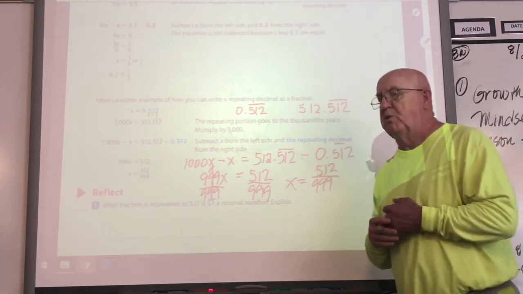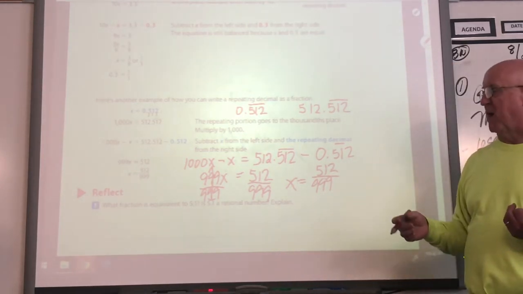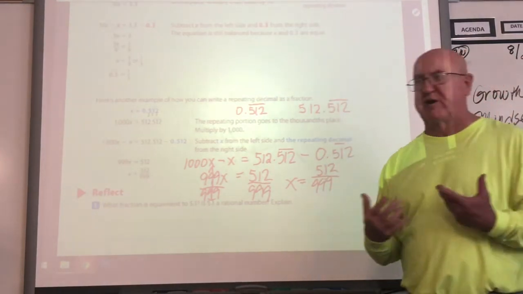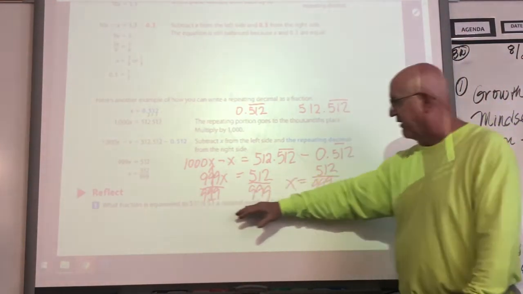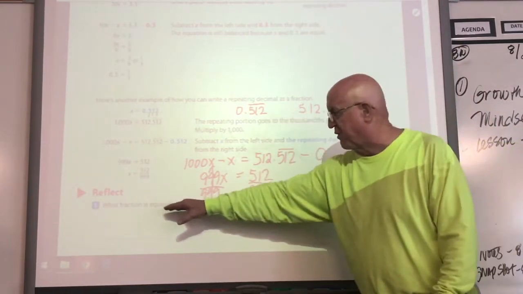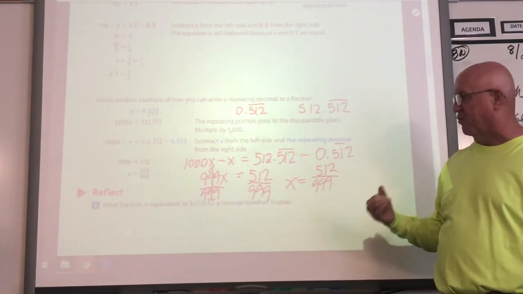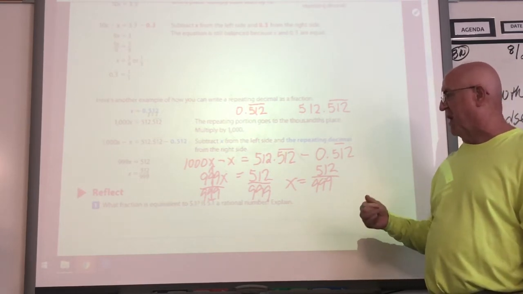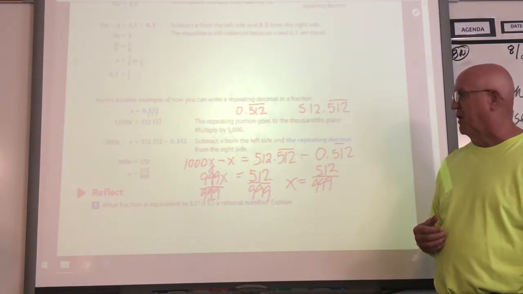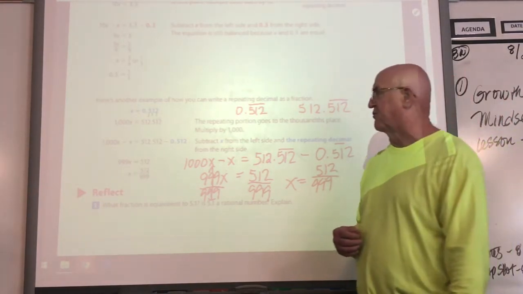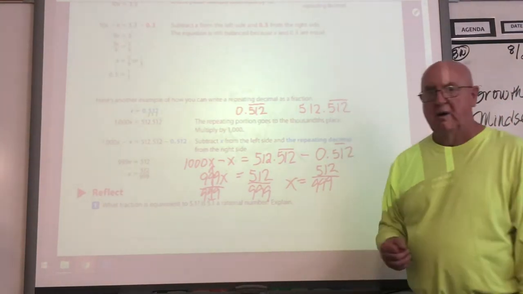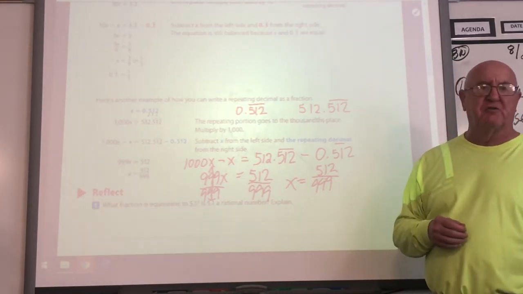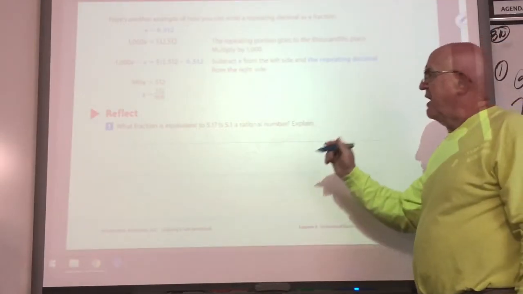So what I want you to do now is to look at the reflect problem, and we're going to work this in our group. Each person try to figure out by doing the same thing we did here on this reflect problem. We want to know what fraction is equivalent to 5.1, and is 5.1 a rational number, and you need to explain that. All right, so I'm going to ask Coach to stop the video and give you 4 to 5 minutes to look at what we have.